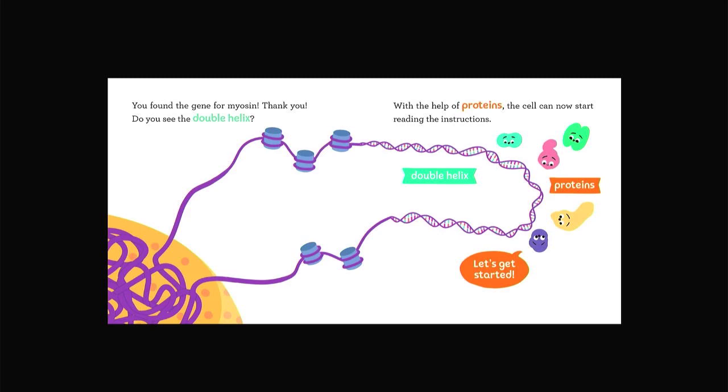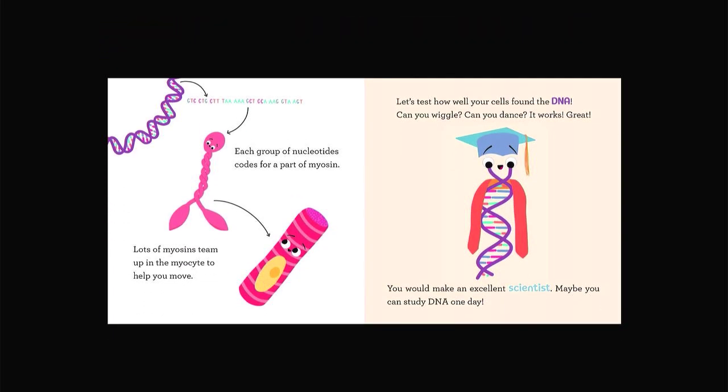Thank you. Do you see the double helix? With the help of proteins, the cell can now start reading the instructions. You have the double helix and the proteins say, let's get started. Each group of nucleotides codes for a part of myosin. Lots of myosins team up in the myocyte to help you move.